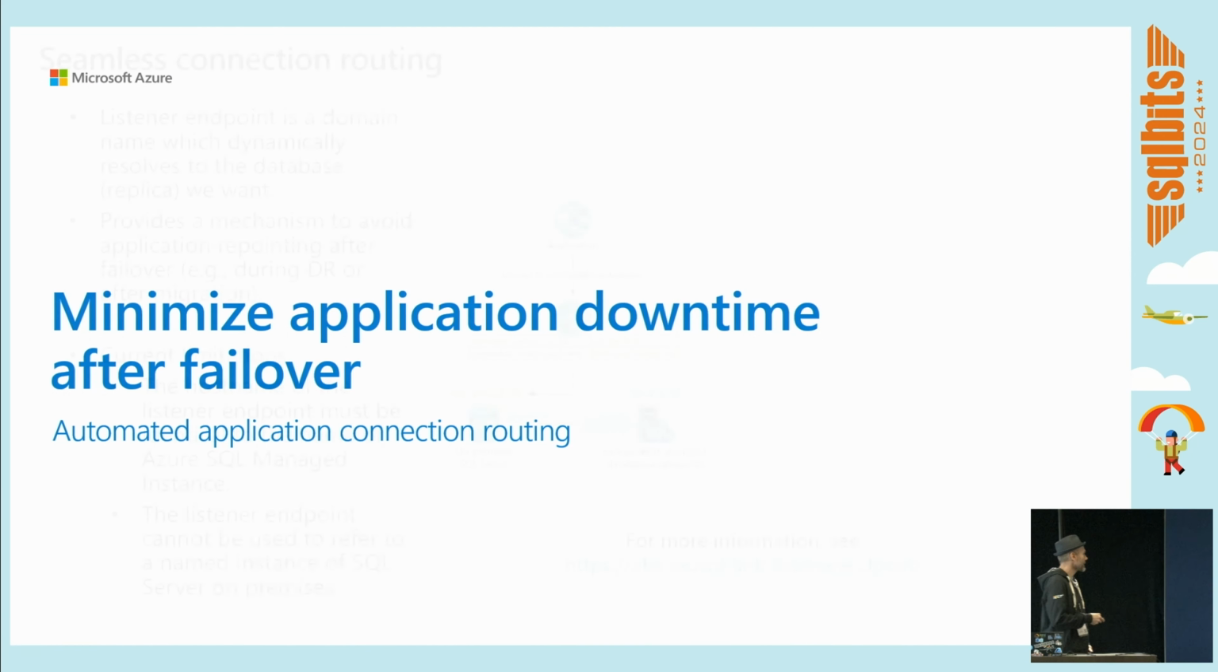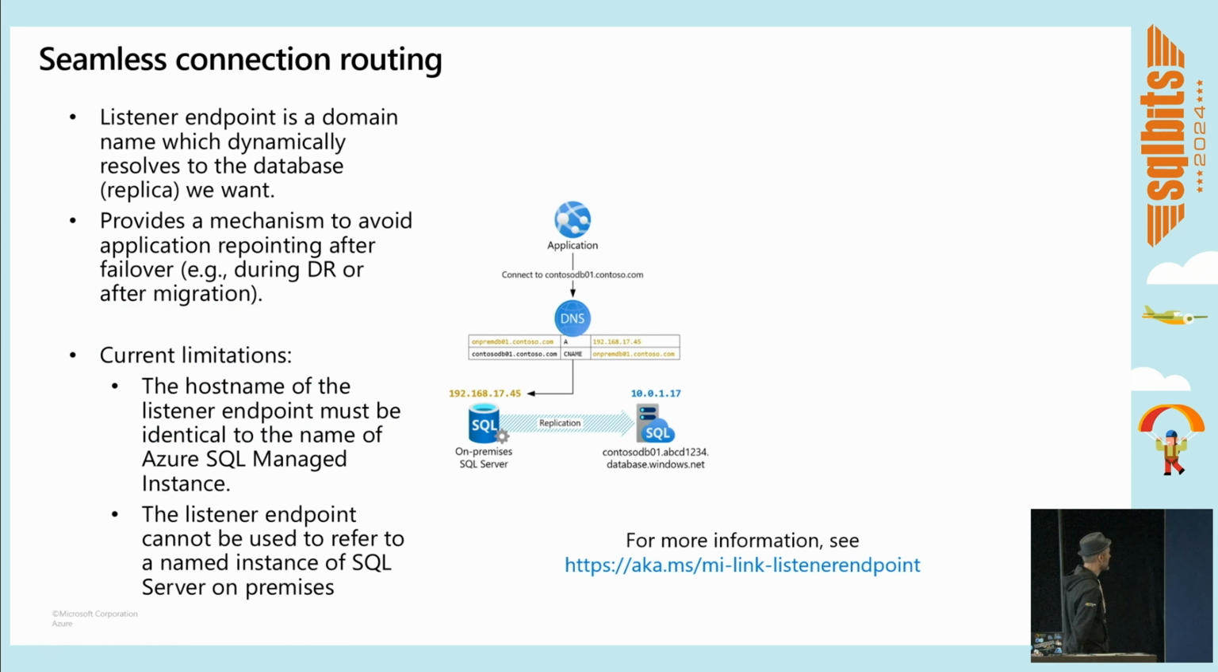Okay, and let's just very briefly address some things. Those of you familiar with listeners on always-on groups and read-write listeners on failover groups in SQL MI might be wondering, do we provide similar functionality for MI links? So when you do migration or a disaster recovery drill, how do you make your application work with the new primary replica that is on SQL Server or SQL MI?